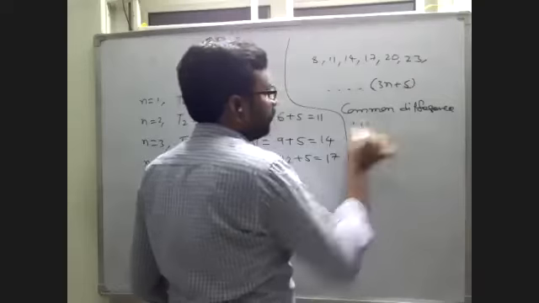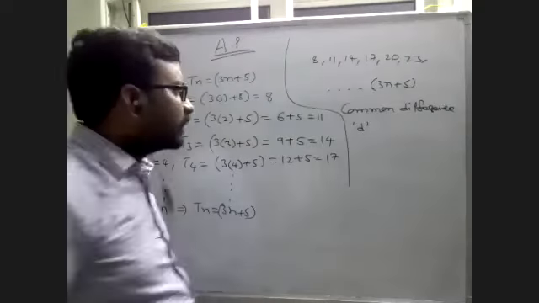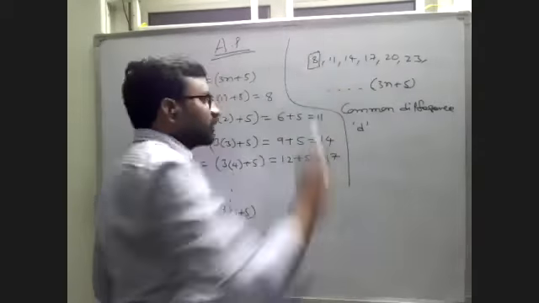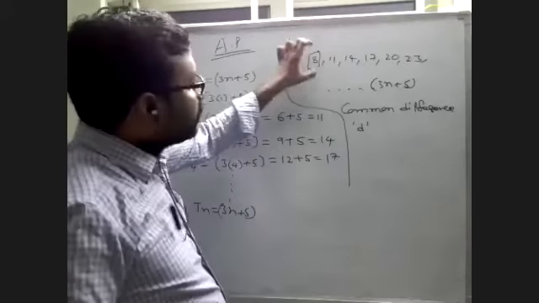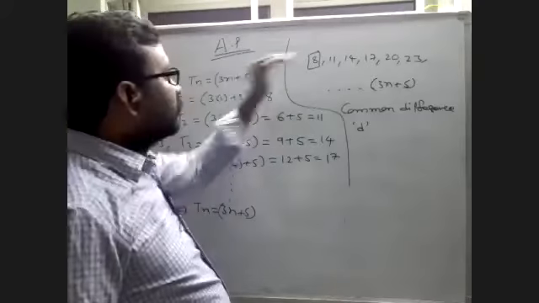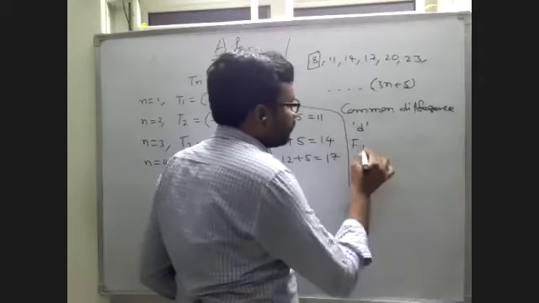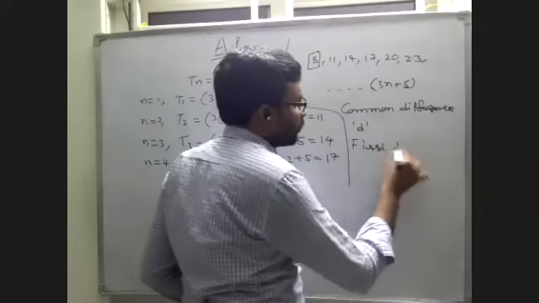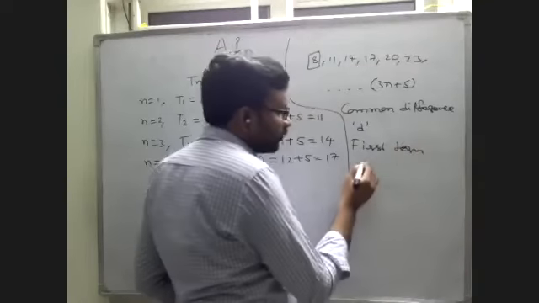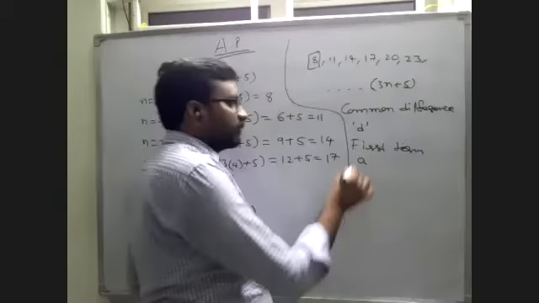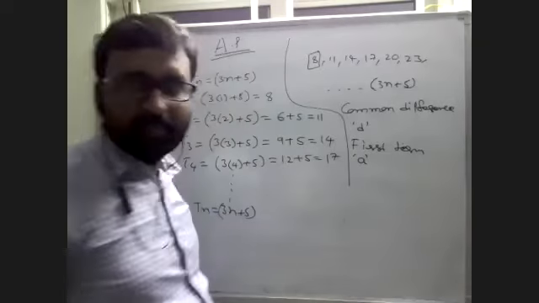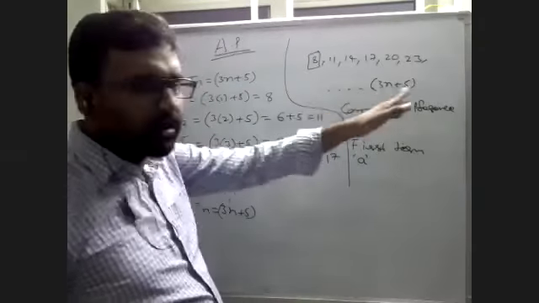We denote the common difference by D. And this 8 is the starting one, the first one. This 8 is called the first term, denoted by A. And this is called the last term.